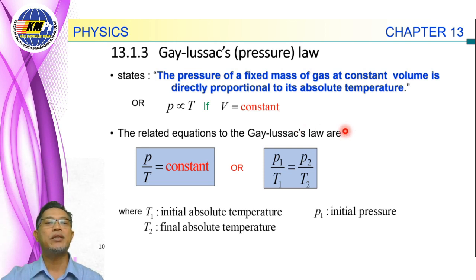So the mathematical equation of this is something like this. It can be written as P over T equals a constant, or for any two conditions of the gas, it can be written as P1 over T1 equals P2 over T2, where T1 is the initial absolute temperature, T2 is the final absolute temperature, and P1 is the initial pressure, as well as P2 the final pressure of the gas.